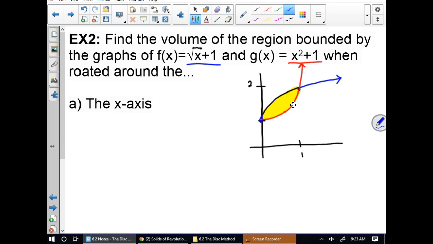So whenever we do this problem, we're still thinking about this here, and we're thinking outside radius minus that inside radius.